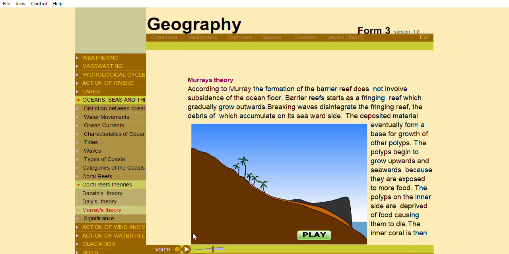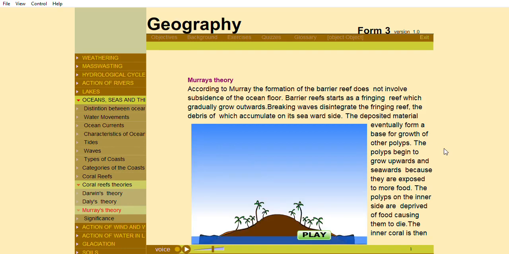Murray's theory. The theory was proposed by Sir John Murray in 1880. According to Murray, the formation of the barrier reef does not involve subsidence of the ocean floor. Barrier reefs start as fringing reefs which gradually grow outwards. Breaking waves disintegrate the fringing reef, the debris of which accumulates on its seaward side.